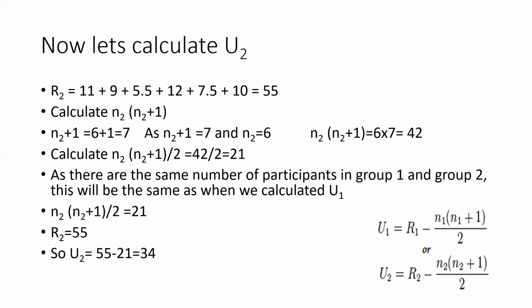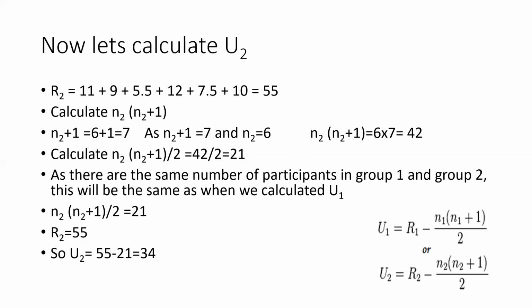As N2 plus 1 equals 7 and N2 equals 6, then N2 times N2 plus 1 is going to be 6 times 7 again, which equals 42. And then if we look at the formula, we have to do divided by 2. So N2 times N2 plus 1 divided by 2 equals 42 divided by 2, which equals 21.